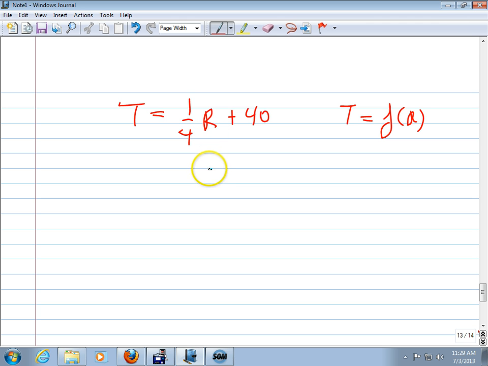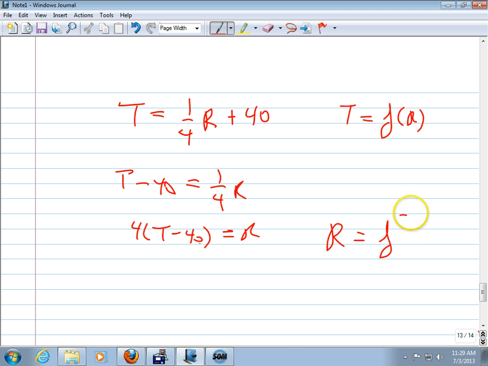What was the first step last time? To get R alone, what would you do? Subtract 40. Isn't that the first thing we did last time when it was 1/4 y plus 40 equals x? Okay. So t minus 40 equals 1/4 r. And then what? How do you get r? Multiply by 4. So 4 times t minus 40 is r. So r is the inverse function of t.